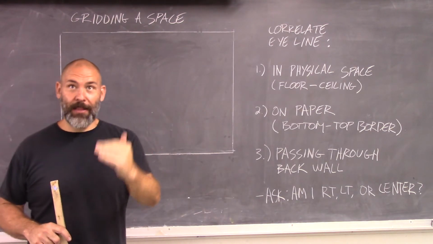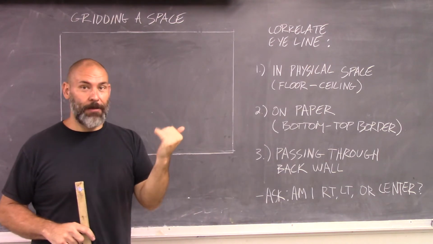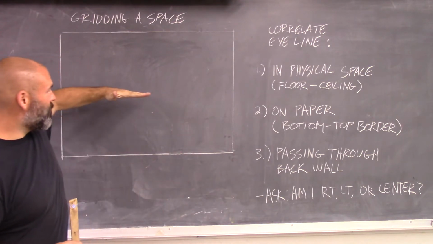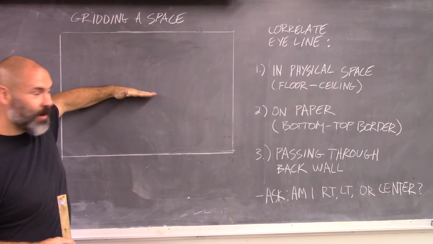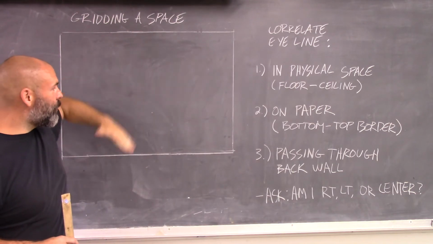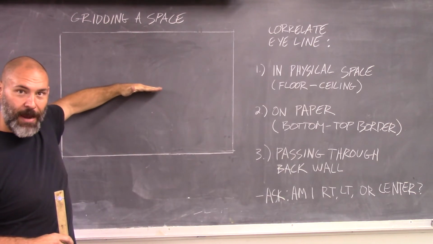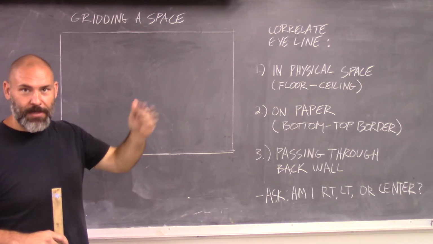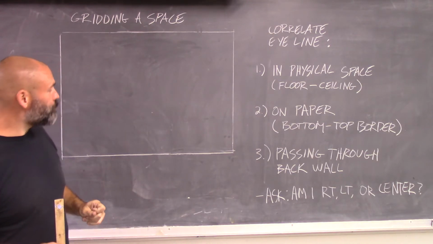If you're halfway, like I'm standing in a space right now, my eye line is probably halfway from the floor to the ceiling. I would put my eye line on my drawing about halfway from the bottom to the top border, and also make sure that it's passing through my back wall about halfway from the bottom to the top of that back wall. Okay?